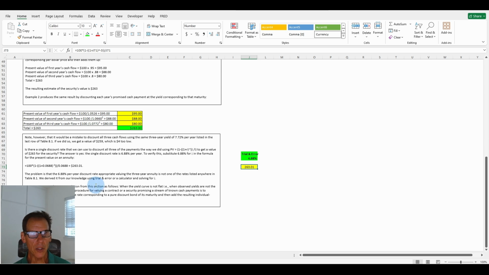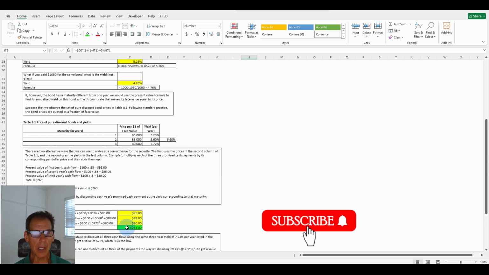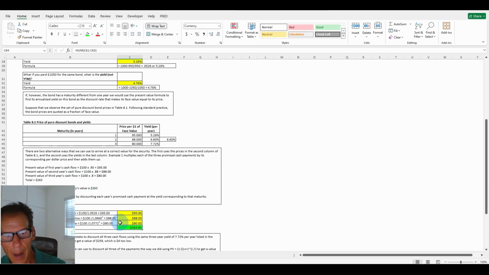We can summarize the main conclusion from this section as follows. When the yield curve is not flat, when observed yields are not the same for all maturities, the correct procedure for valuing a contract or a security promising a stream of known cash flows is to discount each of the payments at the rate corresponding to a pure discount bond of its maturity, and then add the resulting individual payment values. That's critical. Why? Because we're going to delve into this in depth, and we're using zeros in order to build a term structure and price specific types of securities. More to come, lots more to come. This is just a warm-up.